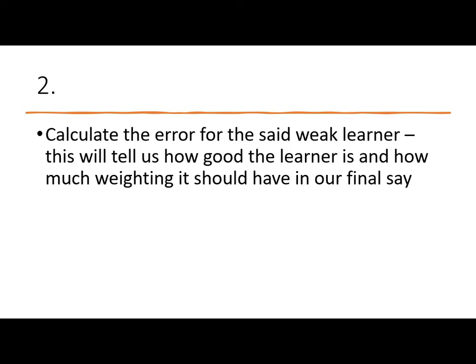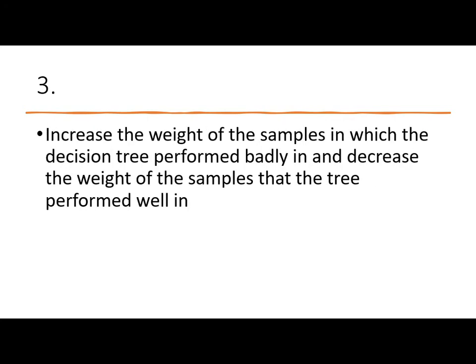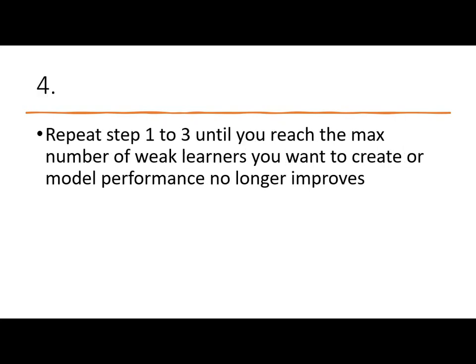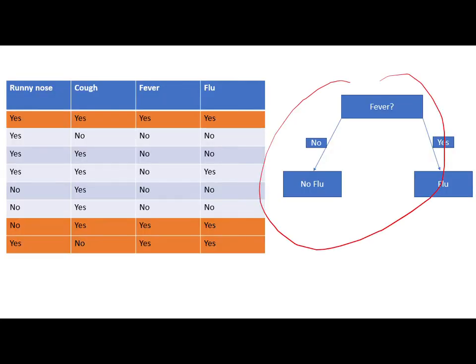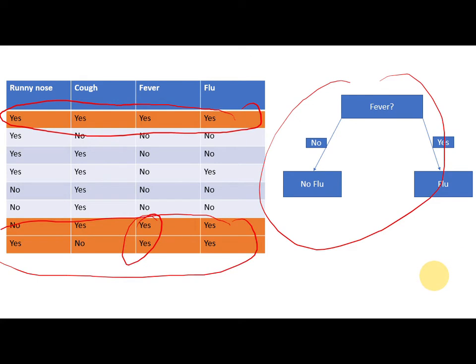Step 3 is you increase the weight of the samples in which the decision tree performed badly, and decrease the weight of the samples that the tree performed well in. So what does this look like? If we go back here, you can see the orange ones are the people that have a fever. Yes, so yes, they should have the flu. Is that correct? Yes, yes. Okay, so 100% accuracy. Great. No error there.